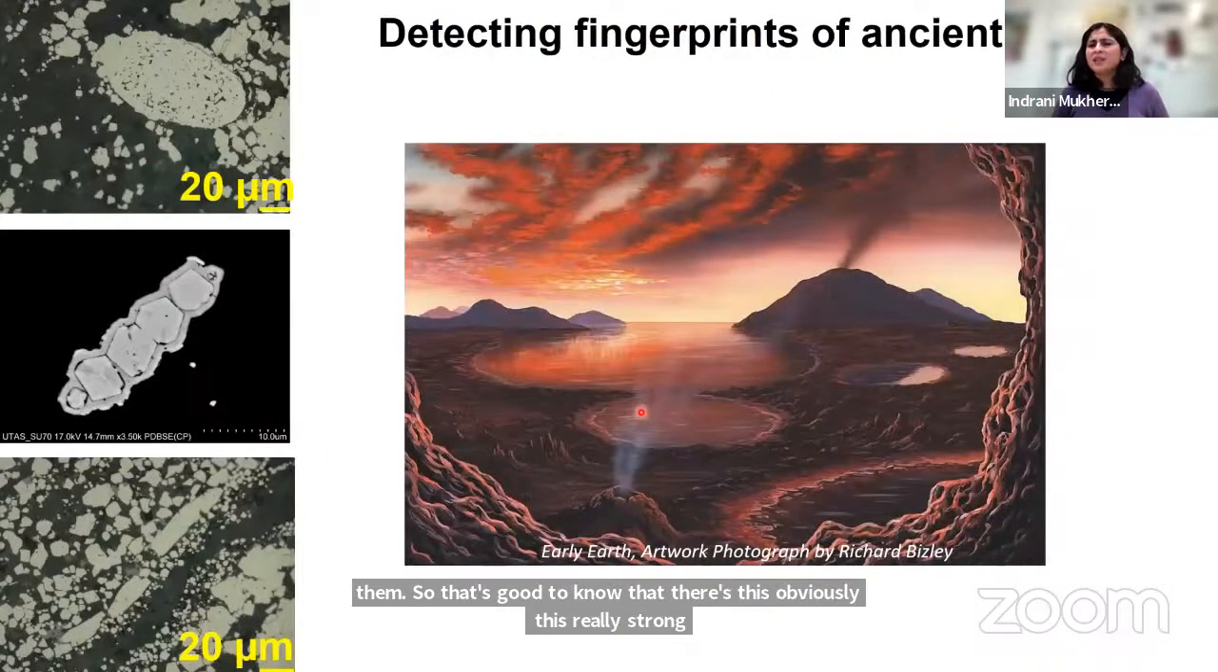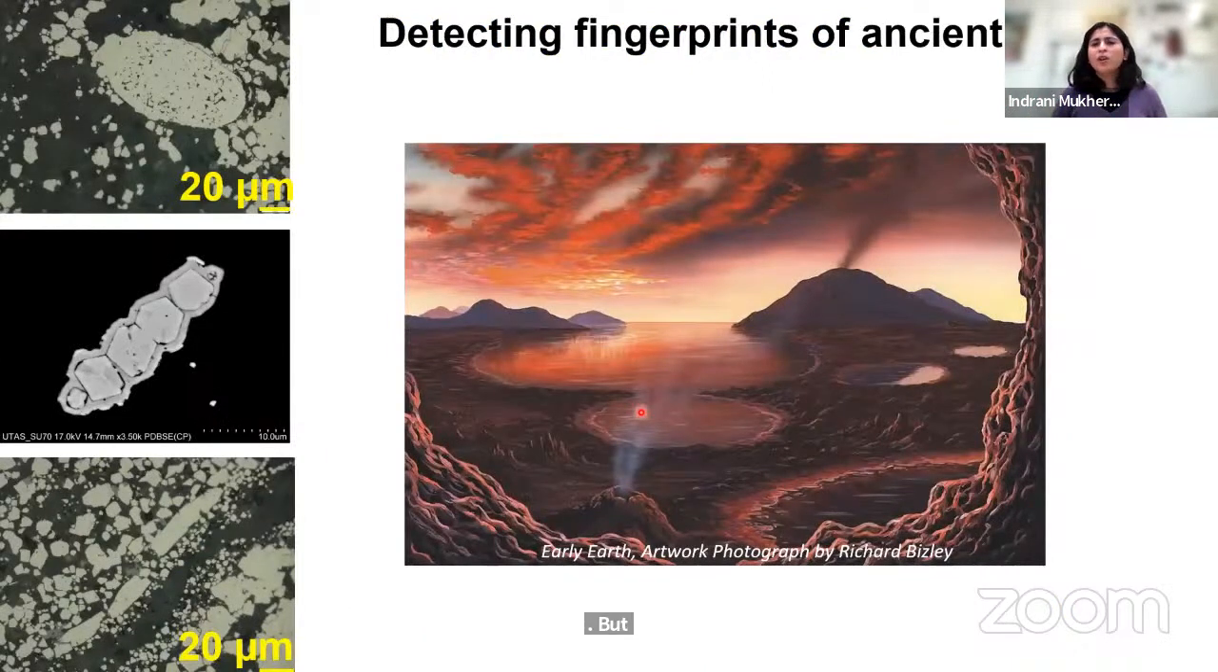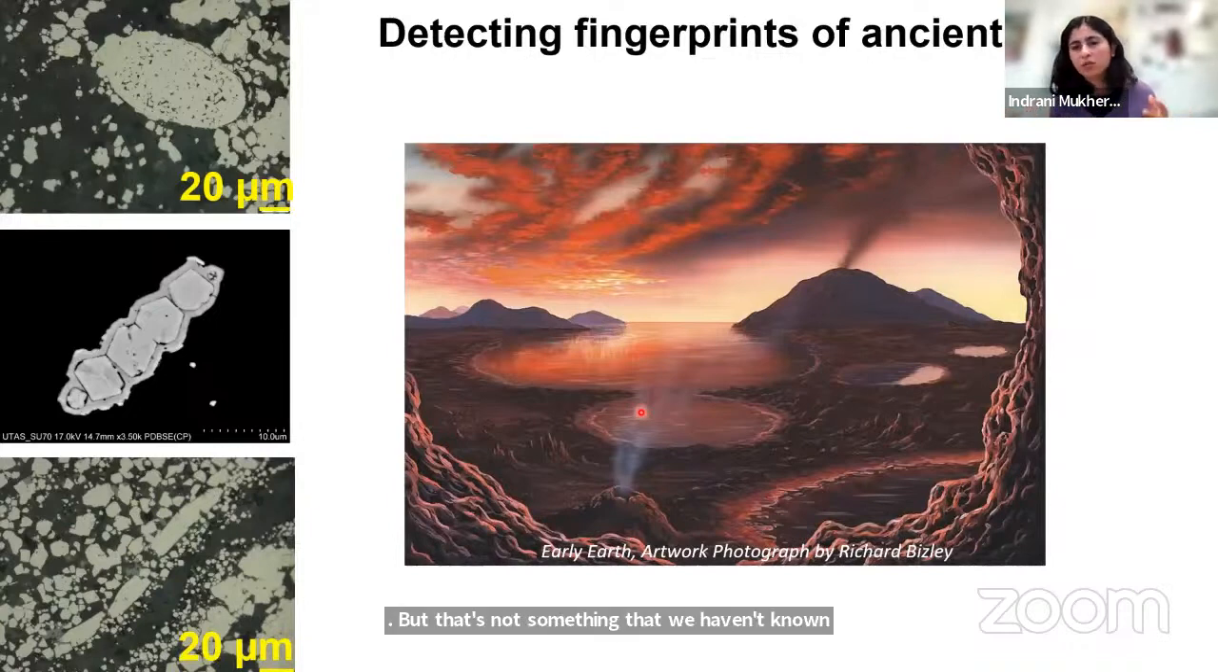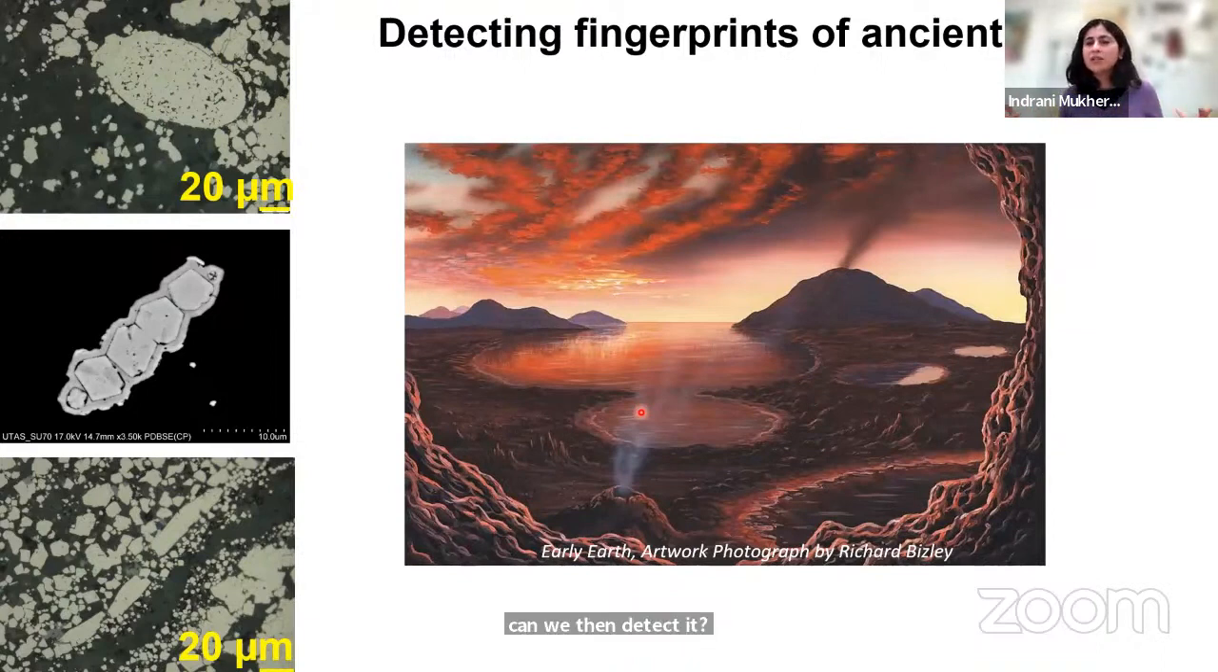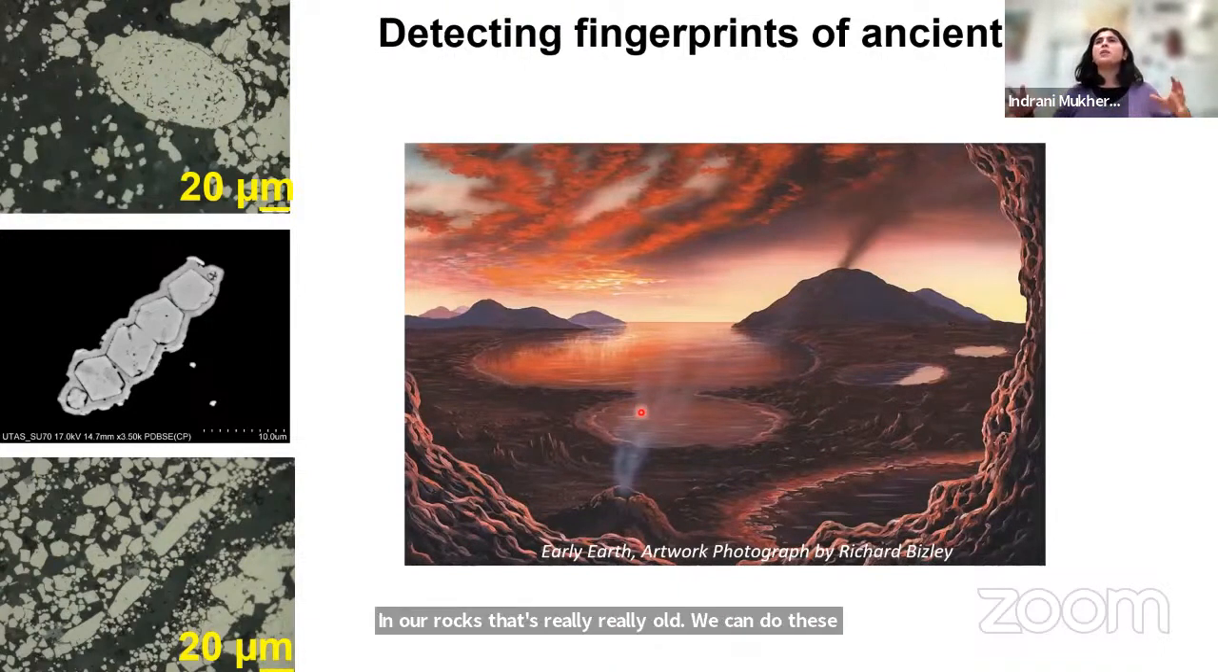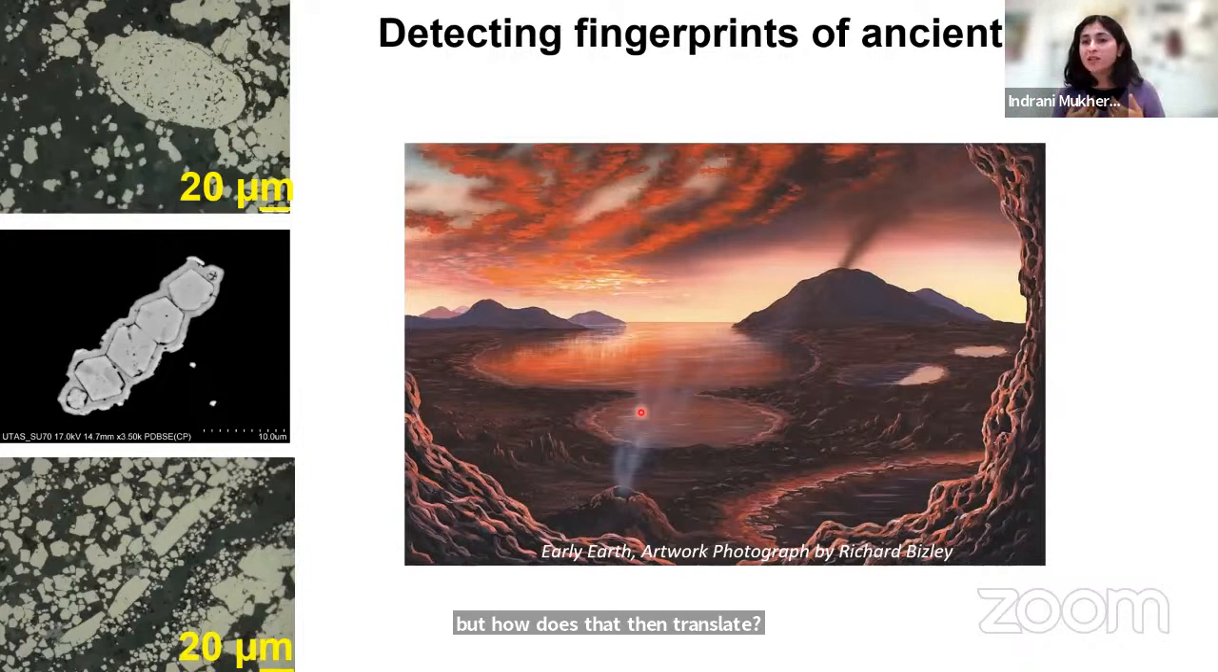But that's not something that we haven't known. We know that they have a huge influence on the crystallization process of forming amorphous minerals, etc. It's how can we then detect it in our rocks that are really, really old. We can do these exercises in the labs and collect all this information, but how does that then translate into what I come across, for instance, in my rocks when it comes to pyritic textures?